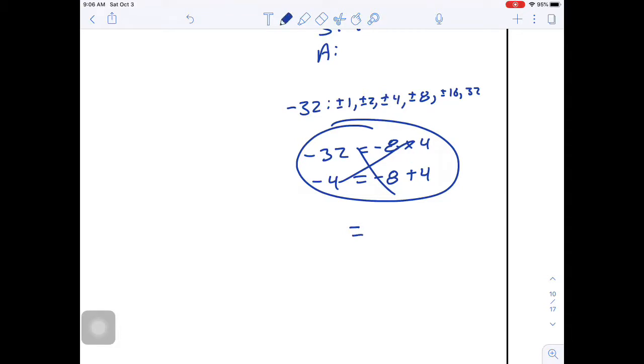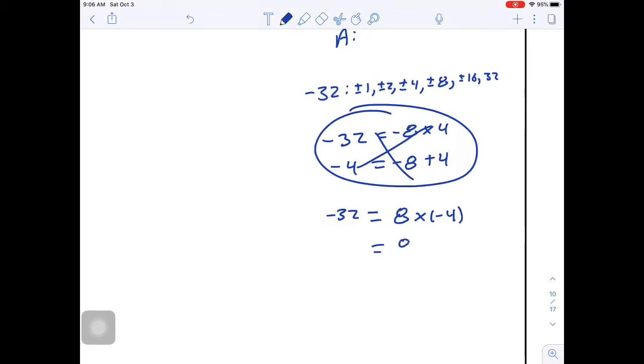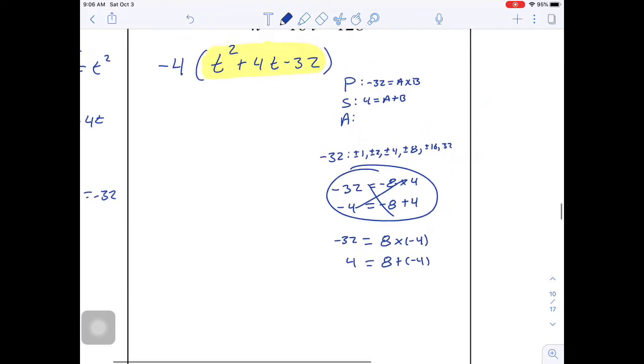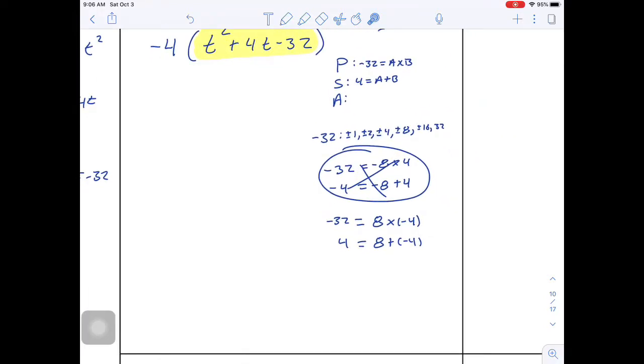So I'm going to instead do positive 8 times negative 4, which gives me negative 32. And this will be 8 plus negative 4. 8 plus negative 4 gives me positive 4. Okay, so there's my answers. So A could be 8, and B could be negative 4. Because again, this both works. 8 times negative 4 gives me negative 32. 8 plus negative 4 gives me positive 4, which is what we're looking for here.